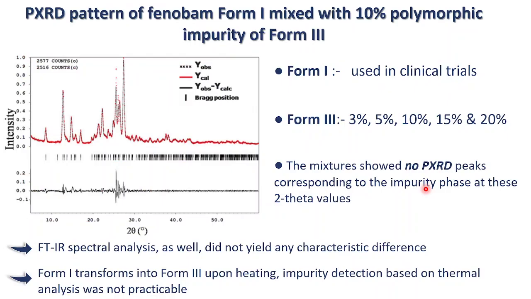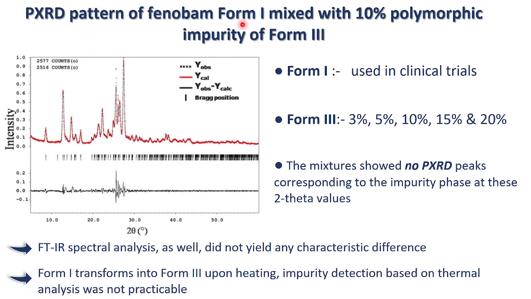Then the next problem we are facing is how we can differentiate each of the polymorphs. That is the main problem we are discussing in this paper. That's why we learned the topic of second harmonic generation. Before that, I already told you there are many techniques for detecting polymorphs. Then we took the PXRD pattern of Phenobam form 1.